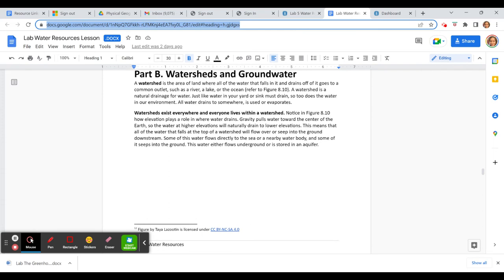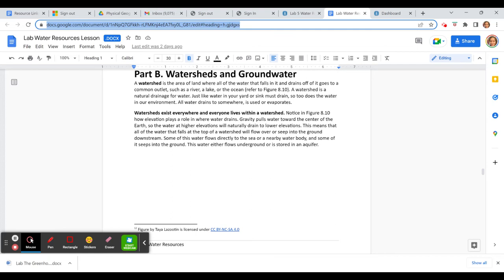Every single human lives within a watershed. Watersheds exist everywhere, and everyone lives within a watershed. So, for example, if you live in the San Fernando Valley, the watershed that you live in is for the Los Angeles River. All of the water that falls there is captured, or if you decide to put in some toxic chemicals, that natural drainage area flows into the Los Angeles River.